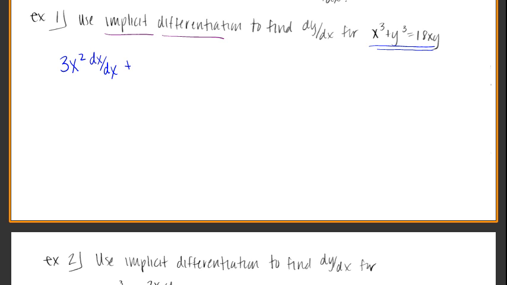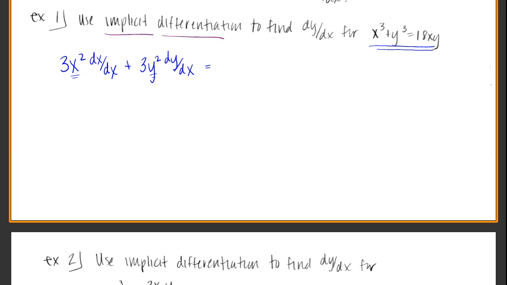To help us see what's going on, let's go to the next term. We want to take the derivative of y cubed. Well, the derivative of y cubed would be 3y squared, and we're taking the derivative of a y variable with respect to x. So dx over dx because we're taking the derivative of an x with respect to x, and a dy over dx because we're taking the derivative of a y with respect to x.